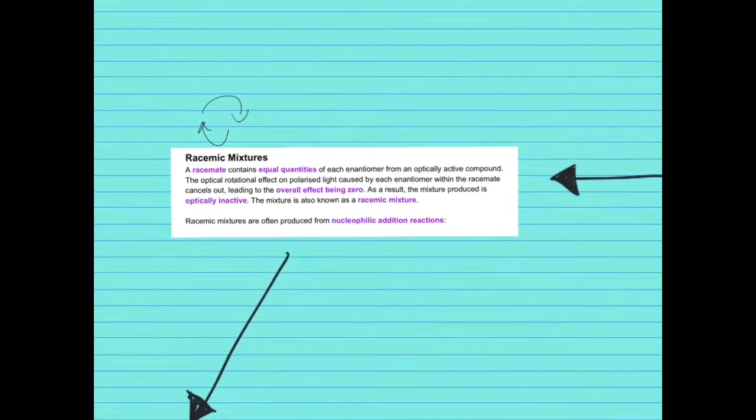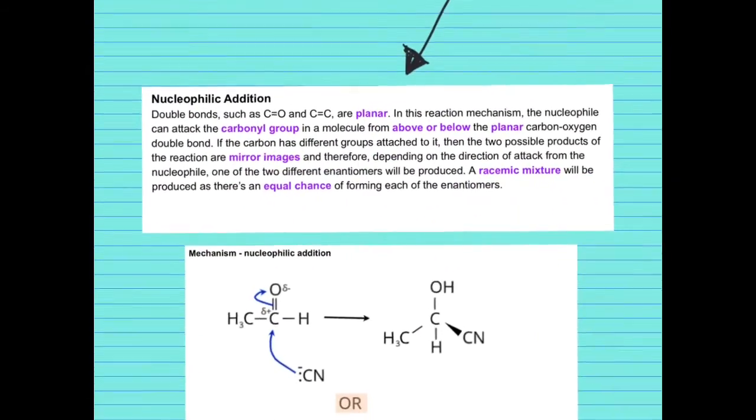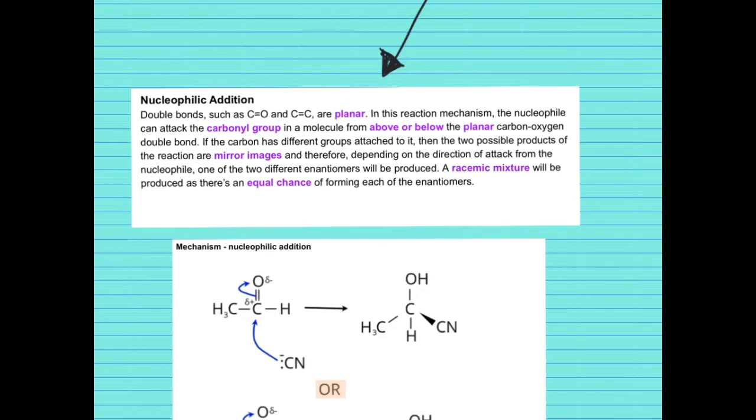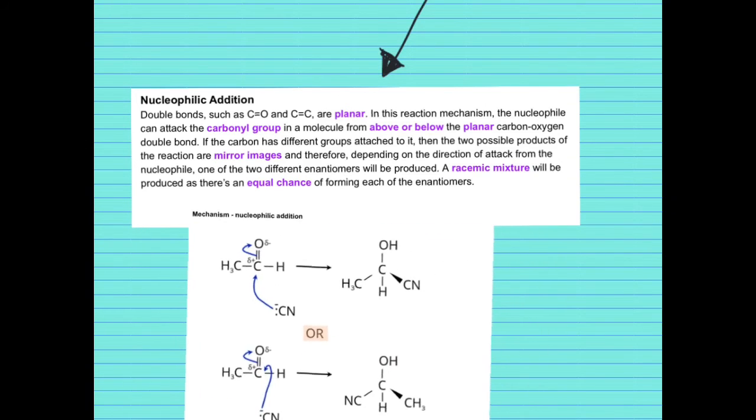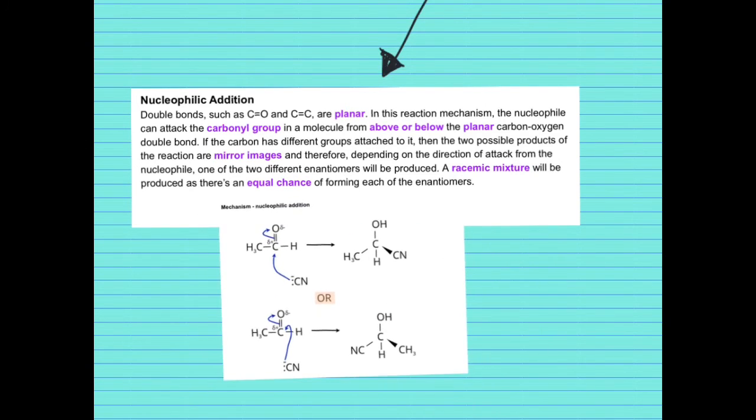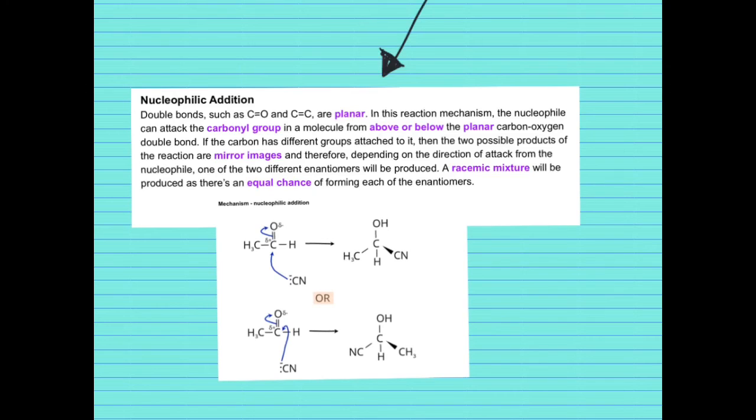Racemic mixtures are often formed in nucleophilic addition, because you're looking across a carbon-carbon double bond or a carbon-oxygen double bond, something that's quite planar. So with these 2 here, we're just adding on a cyanide. It doesn't have to be cyanide, it could be adding on a hydroxy group. They've just picked cyanide for this one.